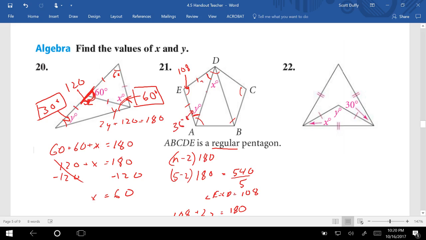Now if this is 36, then this angle is also 36. And we know that all three of these angles have to add up to be 108. So I say 36 plus x plus 36 equals 108. Subtract 36 twice because there's two of them, and I get x equals 36.